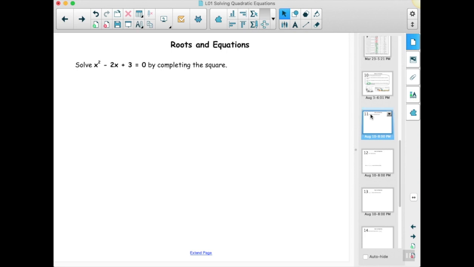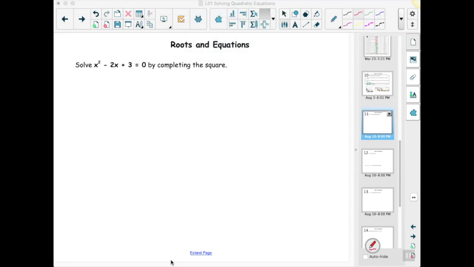All right, next slide. Let's solve that by completing the square. Okay, I am going to pause and I'm going to allow you to complete the square on this. Completing the square is a very important technique for university. Okay, we're back. And again, we're solving by completing the square.